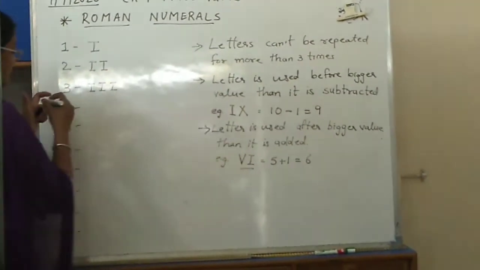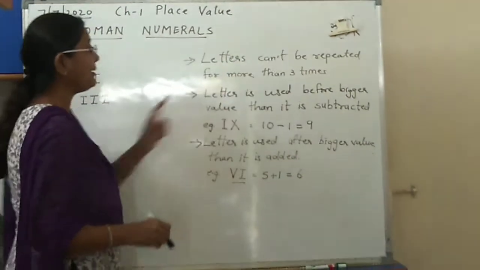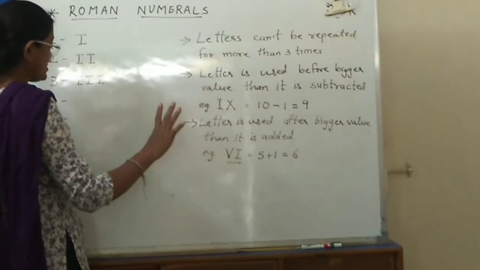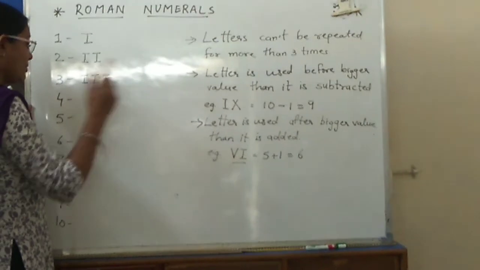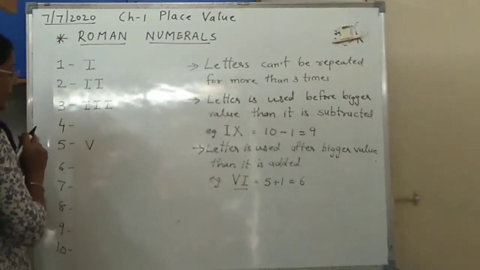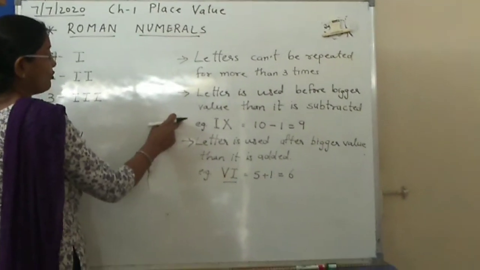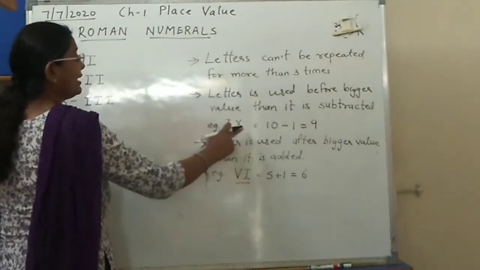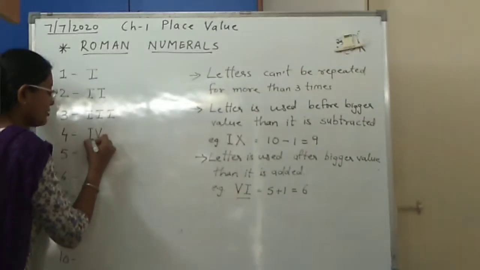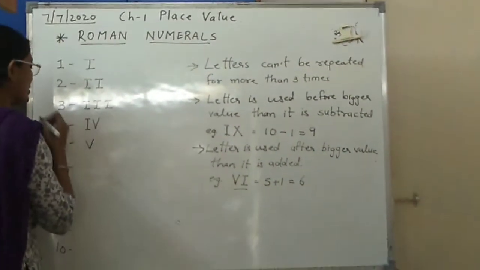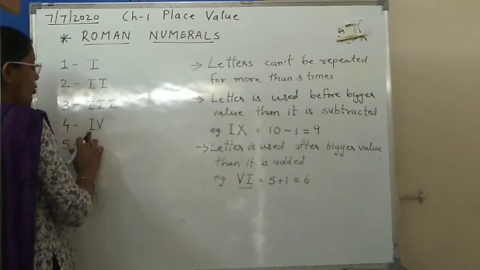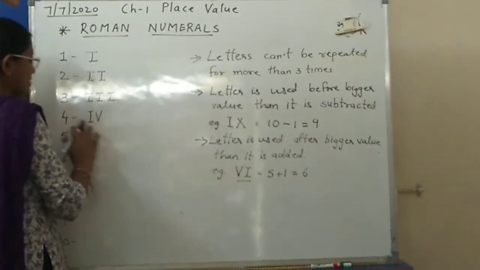Now see the rule. First rule is letters can't be repeated more than 3 times. So I cannot write I 4 times. Then what to do for 4? I know that 5 means V. Now remember the second rule: we can use the smaller letter before the bigger letter, and you subtract. So 5 minus 1 is equal to 4. This letter is the bigger value and this is the smaller value, 1 and 5. So 5 minus 1, 4.